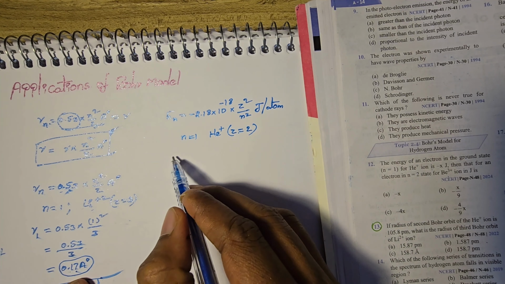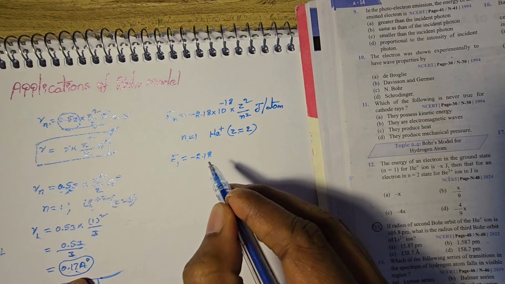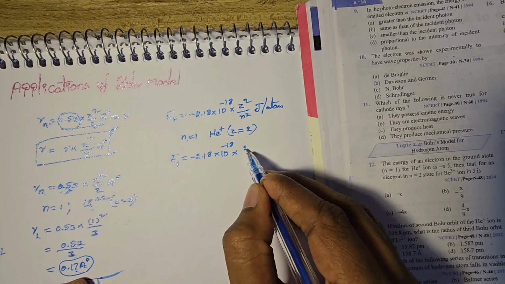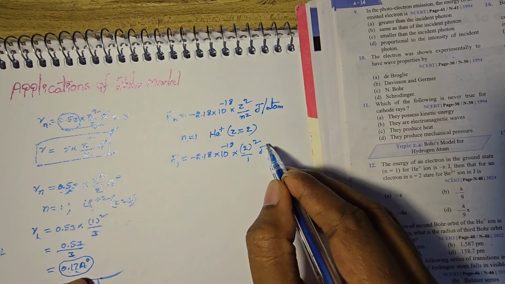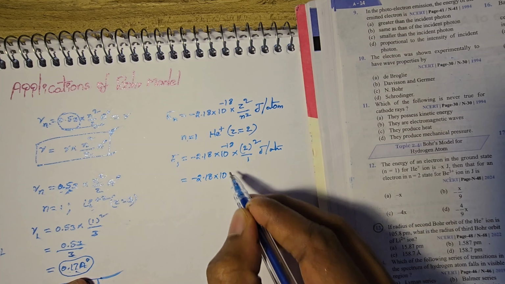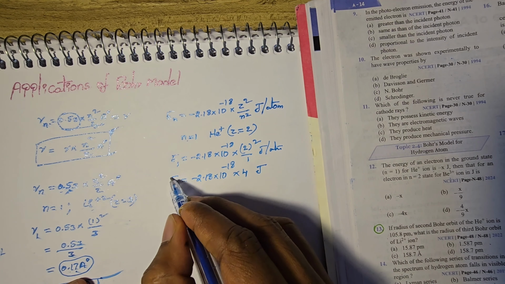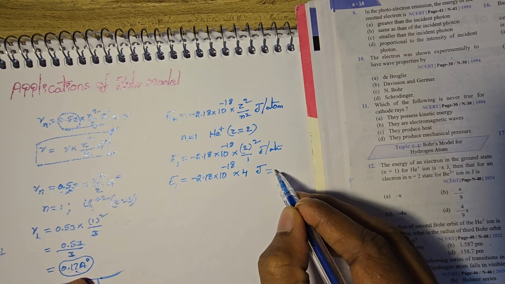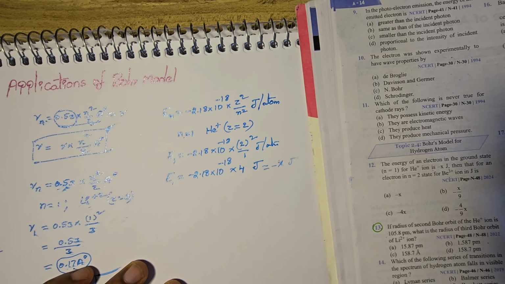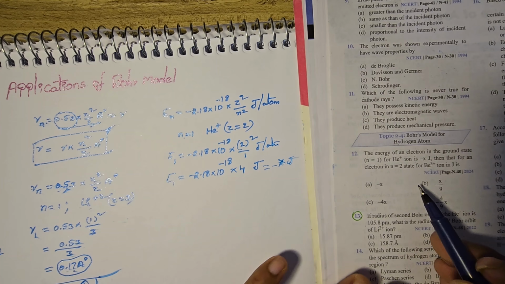Substitute these values in this formula. Energy of the first orbit is equal to minus 2.18 into 10 power minus 18, Z value 2 square by 1 joule per atom. So what is that value? Minus 2.18 into 10 power minus 18 into 4 joules. This value is equal to what is given, minus X joules.